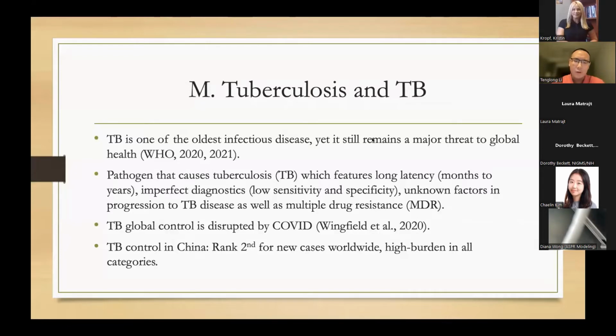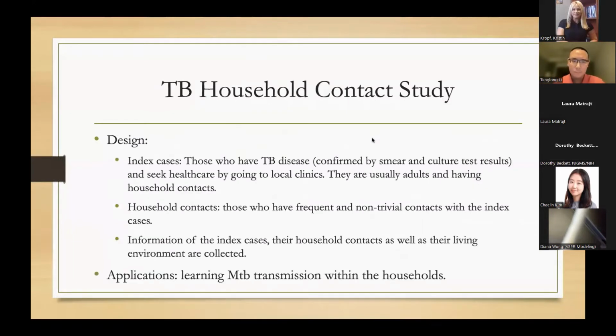Also, global TB control has been largely disrupted by COVID, and this is unfortunate because most manpower resources have been migrated to COVID control and prevention, and now the notification rate of TB gets lower and lower. Also, on TB control in China, where I live, China is still considered a high burden country in all 3 categories set up by WHO: high burden in cases, in HIV-TB, and in MDR, the multiple drug resistance.